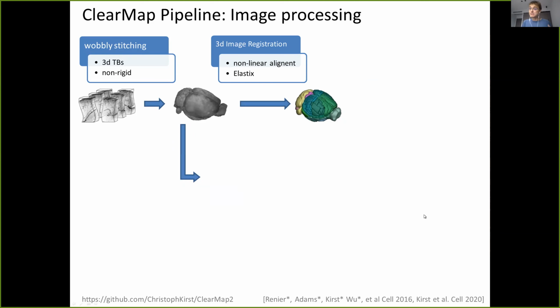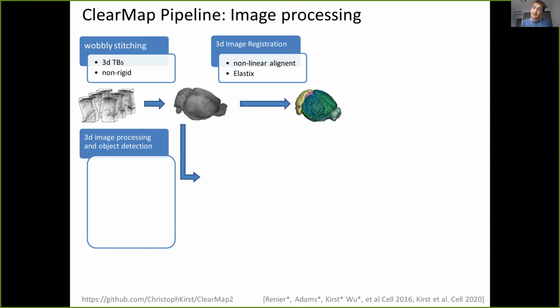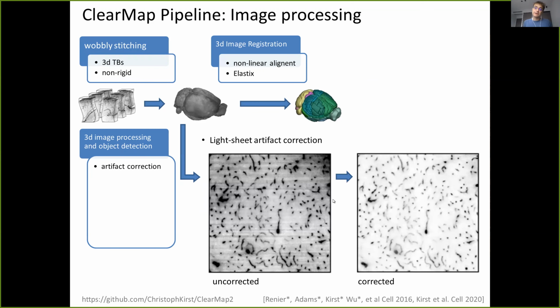The next step, of course, you want to extract the interesting information. So for that, we developed lots of image processing steps. The first one I already mentioned, you have these shadow-like artifacts from the light sheet that come in. So we developed a tool that works on large data very quickly to remove these stripes. You see the result here.